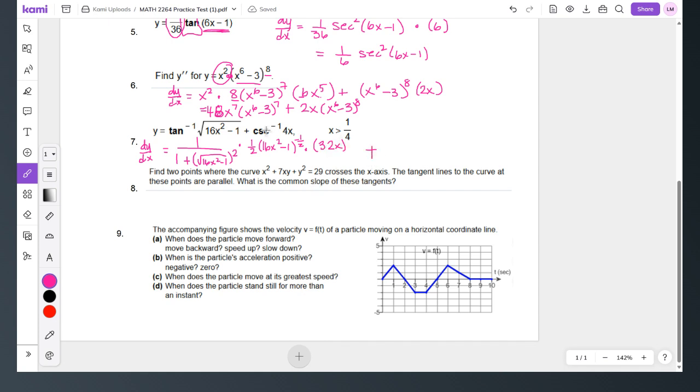plus, and then I'm working with cosecant here, so negative 1 over the absolute value of the angle times the square root of the angle squared minus 1 times derivative of the angle. All right, I'm leaving it like that. I'm not cleaning it up. You can clean it up if you want to, but please don't waste time on that tomorrow.